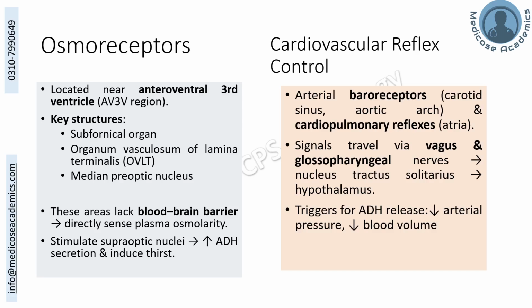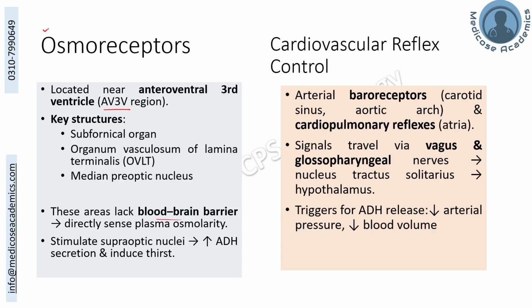The osmoreceptors are majorly present in the anterior hypothalamus but are also present in other regions, including the AV3V region, subfornical organ, organum vasculosum, lamina terminalis, and median preoptic nucleus. All these areas are present outside the blood-brain barrier, so they respond to the plasma osmolarity very well.